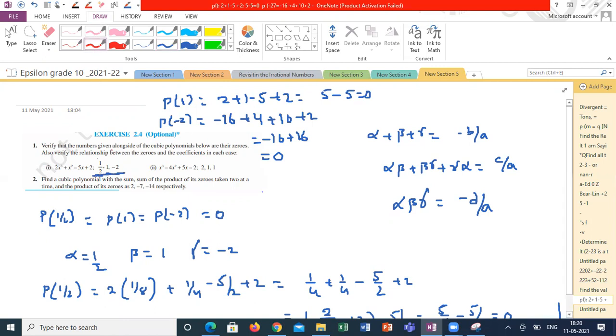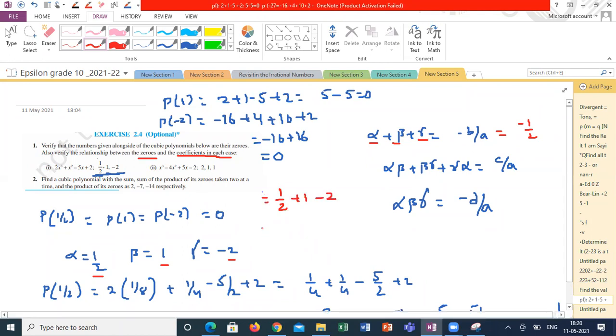Now we have to verify the relation between the zeros of the polynomial and the coefficients in each case. Alpha plus beta plus gamma is minus b by a, that is minus 1 by 2. Where alpha is equal to 1 by 2, beta is equal to 1, gamma is equal to minus 2. So 1 by 2 plus 1 minus 2. If I take the LCM, 1 plus 2 minus 4, this will be 3 minus 4 by 2, that is minus 1 by 2. So the first one is verified.